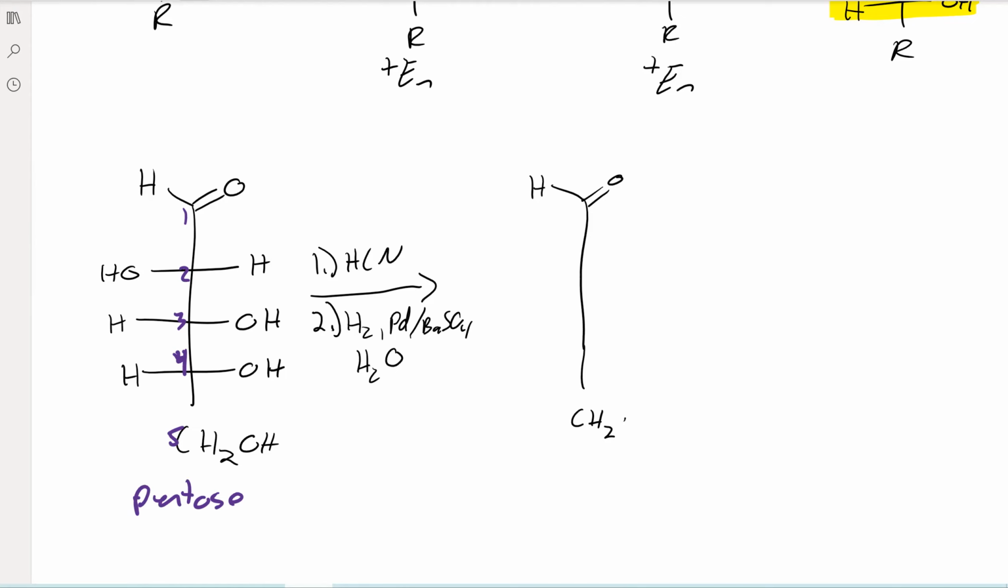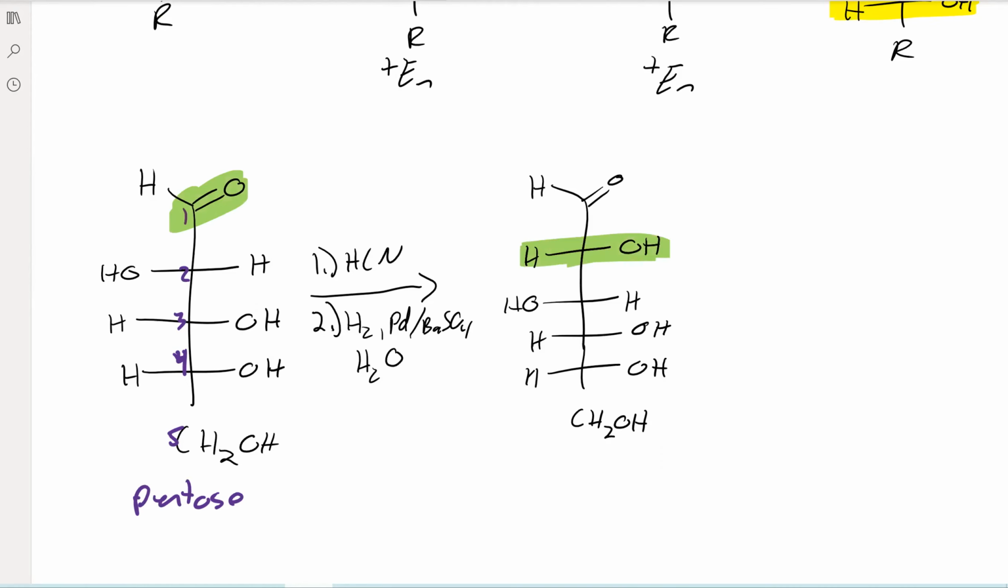Note that the stereochemistry of all the other carbons remains unchanged, right? So we have the OH there, and then OH there, H, H, H. And now we'll end up with 1 extra carbon, right? Where this carbon right now has become this one right here. And then this carbon right here came from our cyano group. The alcohol came from the water that hydrolyzed it.